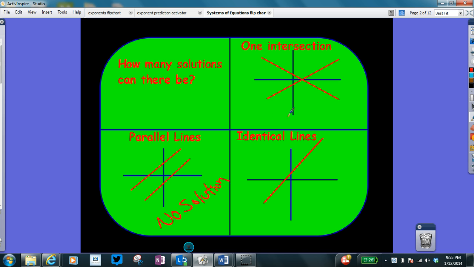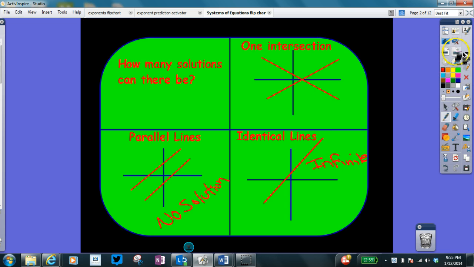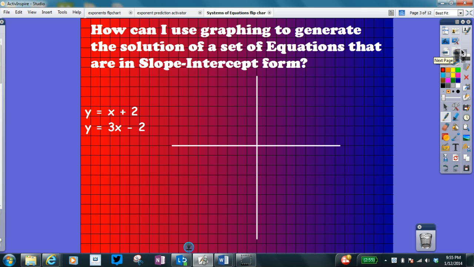And once we actually graph both lines, here it actually looks like there's just one line, but there's actually two lines. But they're the exact same line. This is going to be infinite solutions. So they're going to be the exact same. This is just important to keep in mind as we start graphing the equations, and you'll see these different scenarios pop up.